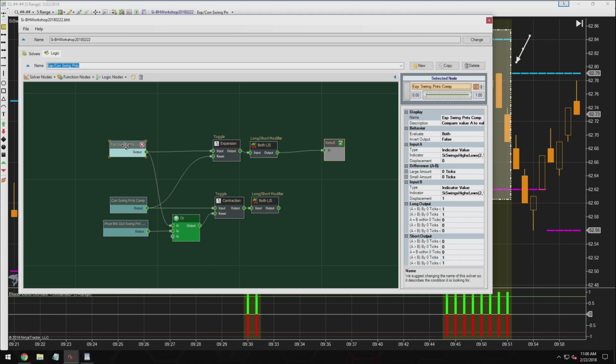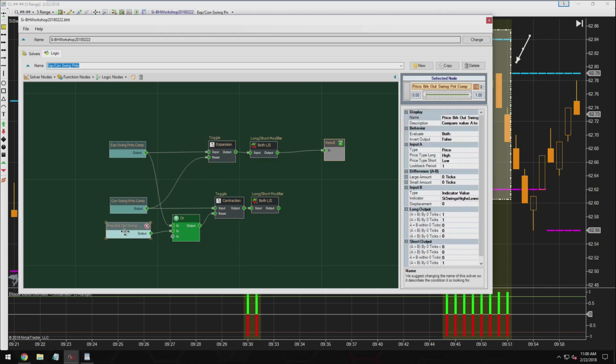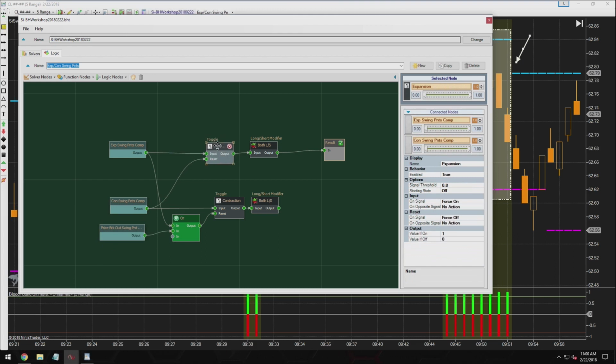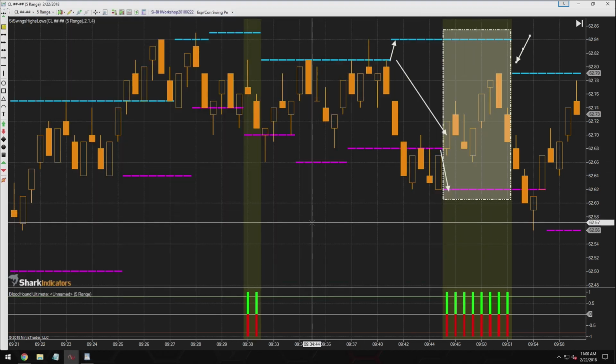So basically when things are expanding, we don't need the price breaking out of the swings, right? Price breaking out of the swings is expansion. So we don't want this expansion identification to be turning off expansion. That's why I got rid of that OR node. It was basically just unnecessary. All right, so let's continue.